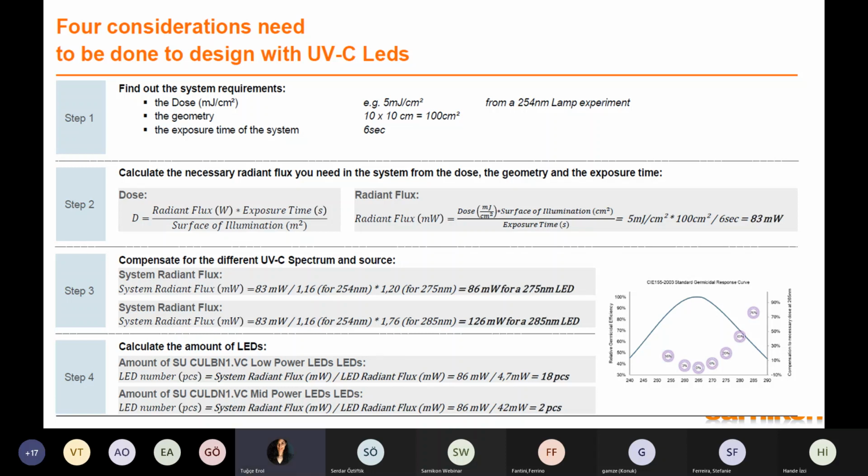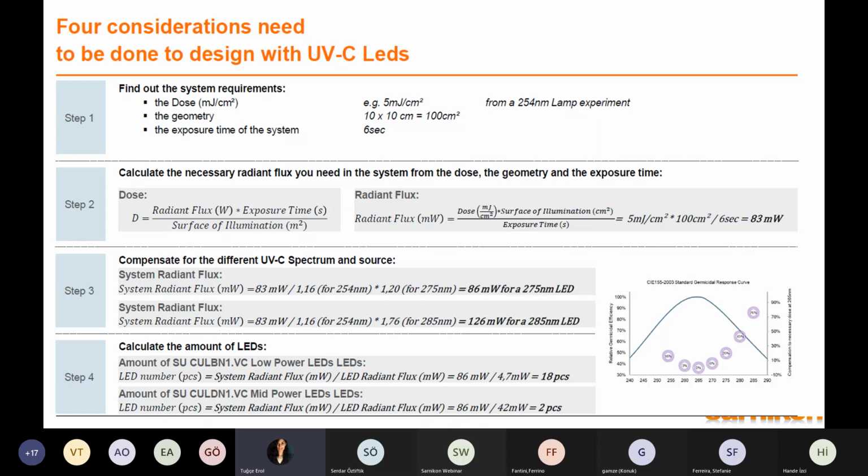This energy has been found by many studies. These results have come out with fluorescent lamps as well. The second step is a dosage formula, as we explained in the previous slides. Once dosage is known, we can calculate the total radiant flux needed.